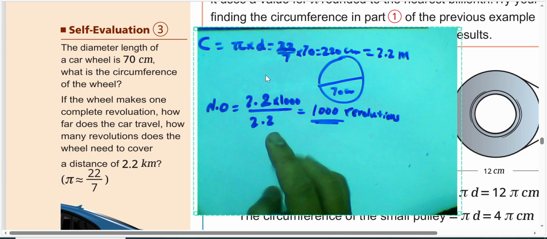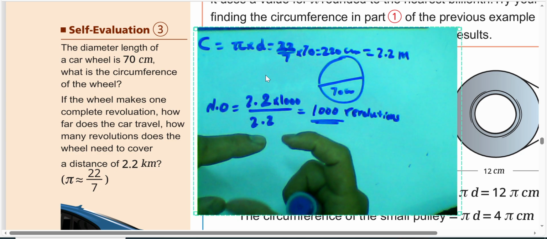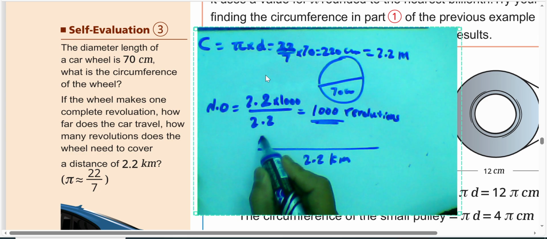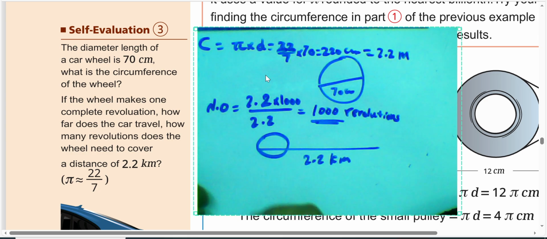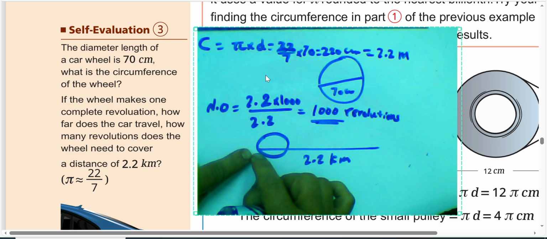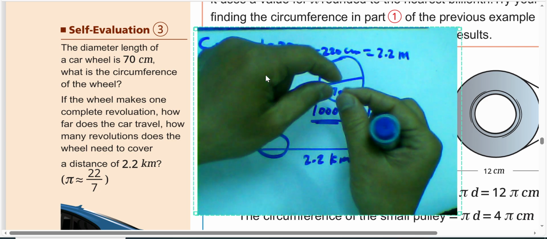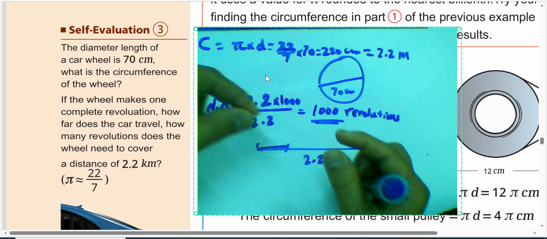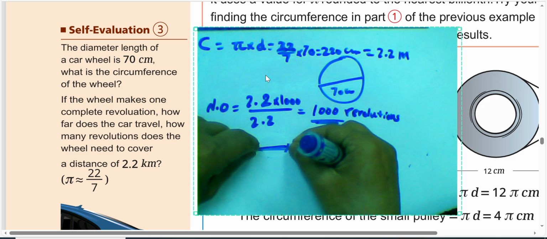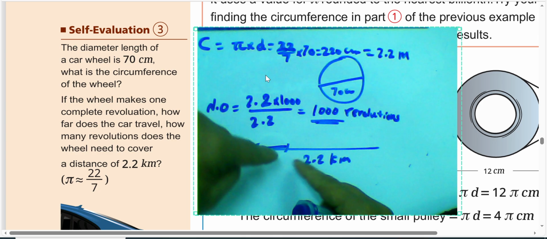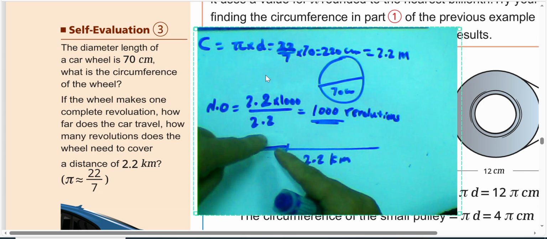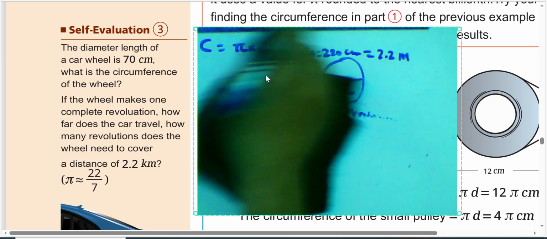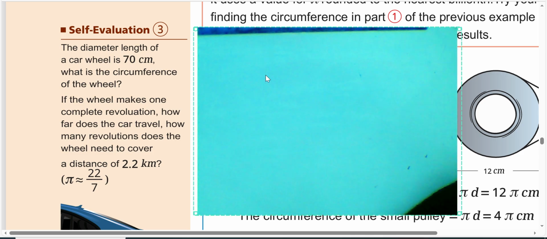So to find the number of revolutions, you must find the long distance. The distance will be 2.2 kilometers divided by one rotation. The length of one rotation will be the circumference. If you open this circle and write it, it will give you something like this. The circumference means one rotation. Then 2.2 kilometers divided by the length of one rotation, 2.2 meters, gives 1000 revolutions. Next question.